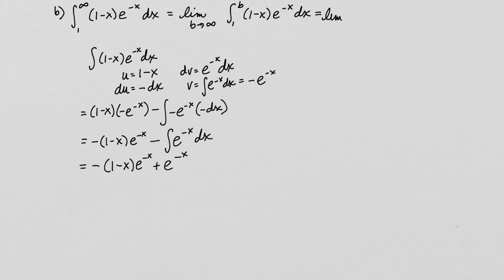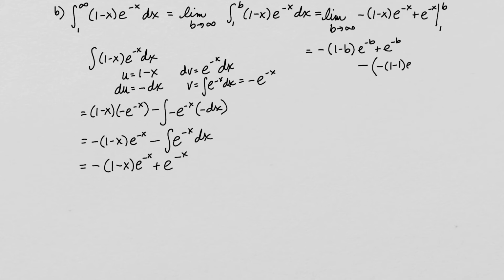We have the limit as b approaches infinity of the stuff I just found. So minus (1 minus x) e to the minus x plus e to the minus x, evaluated from 1 to b. So if I plug in b, I get minus (1 minus b) e to the minus b plus e to the minus b, minus (1 minus 1) e to the negative 1 plus e to the negative 1. Oops, and I forgot my limit. Right, don't want to drop your limit.